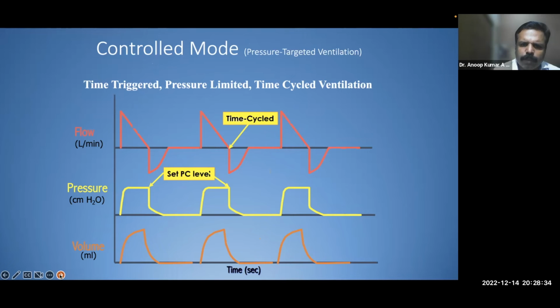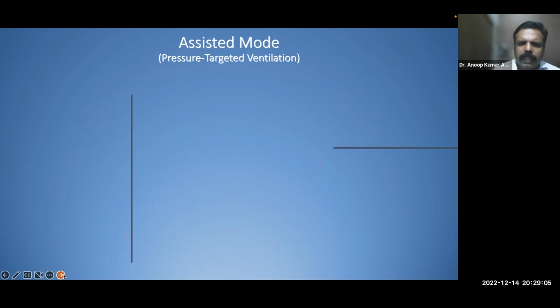Now we have the control mode. I've already told, here there is no space for patient triggering. All are machine triggered, and it is time cycled. So depending on how much inspiratory and expiratory time you are keeping, it will be cycling. Here you can see the pressure control mode. The pressure is constant, and this is the plateau pressure also. Your tidal volume will be varying depending on the patient's lung condition.